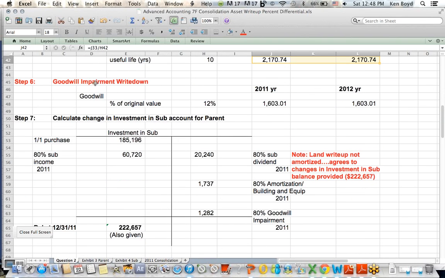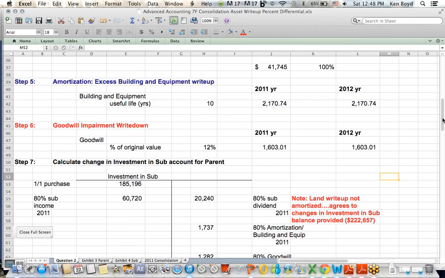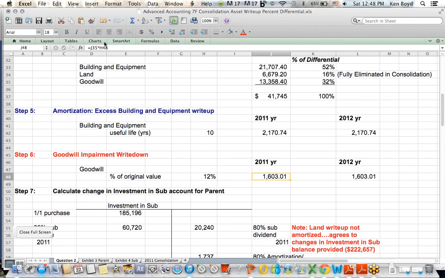We find out that goodwill is impaired by 12% of the original goodwill amount in both 2011 and 2012. So I can take the entire goodwill that I figured out above in step four, the 13,358, I multiply it by 12%, and I get the goodwill impairment each year.